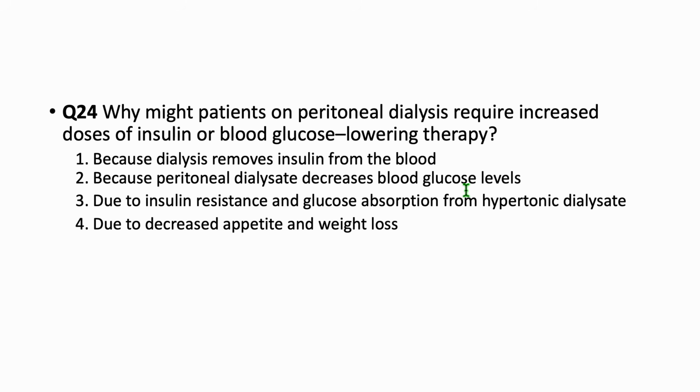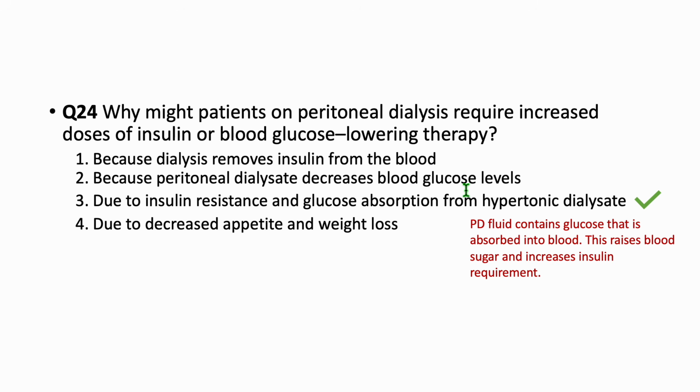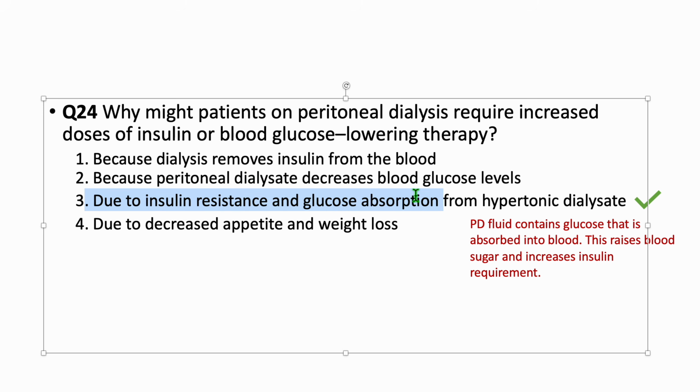Option second says because peritoneal dialysate decreases blood glucose levels. That is also a false statement. Peritoneal dialysate increases blood glucose level because PD fluids contain glucose that is absorbed into the blood. This glucose is there in order to achieve the osmotic gradient through which we conduct a peritoneal dialysis treatment. So yeah, this raises blood sugar and increases insulin requirement. So the answer will be due to insulin resistance and glucose absorption from hypertonic dialysate. This will be our right answer.